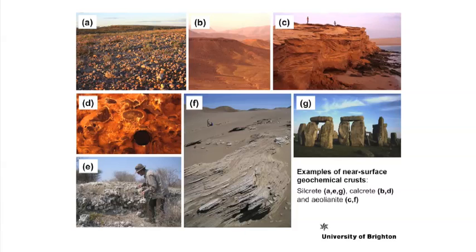We have quite a lot of silcrete in Britain, or at least we did until people broke it to pieces and used it for building materials. The outer stones at Stonehenge are made of silcrete, as are the stone circle at Avebury as well, some of our very important archaeological monuments.